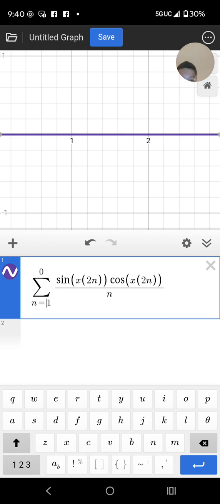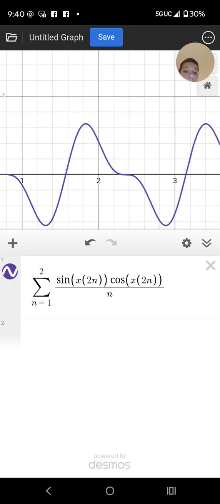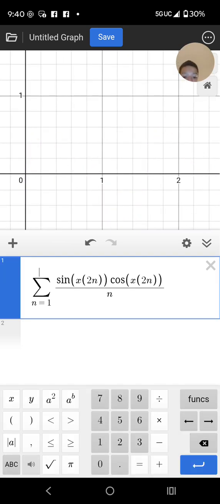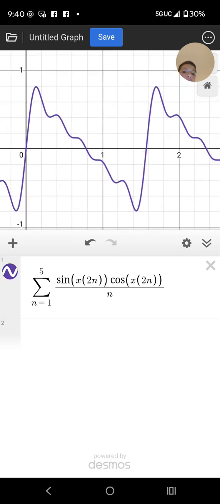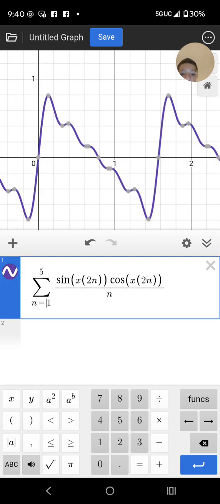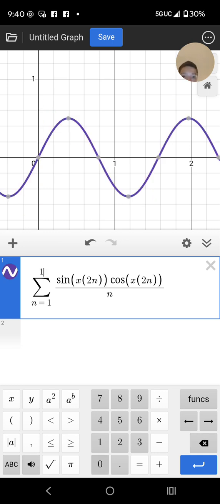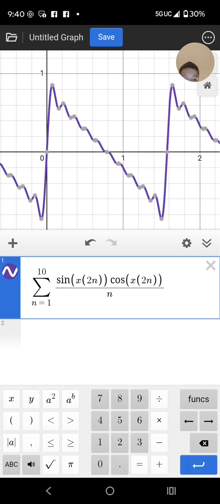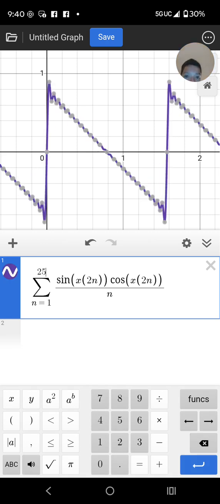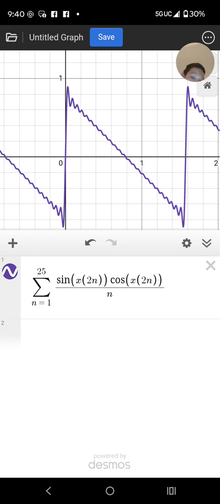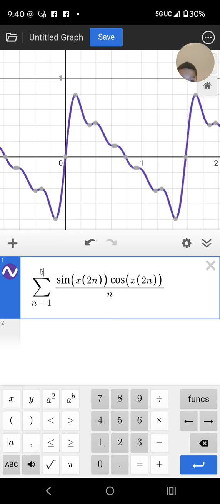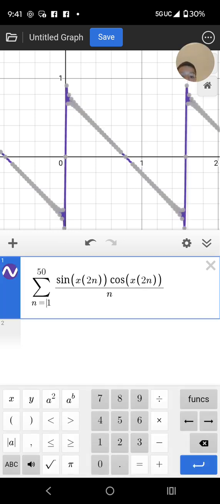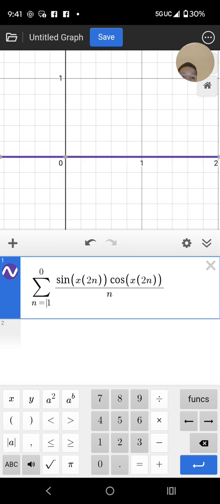But hold on. If n goes from 1 to 2, we're gonna get a pretty trash approximation. This is garbage. If we go to 5, it's a little bit more accurate. So we need to do this several times to get a good approximation. This is 10. It's better. And by 25, it kind of resembles a triangle. If we go to 50, it's even more accurate. If it goes to infinity, it's going to be perfectly accurate.